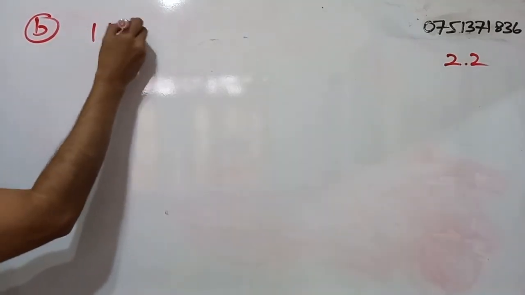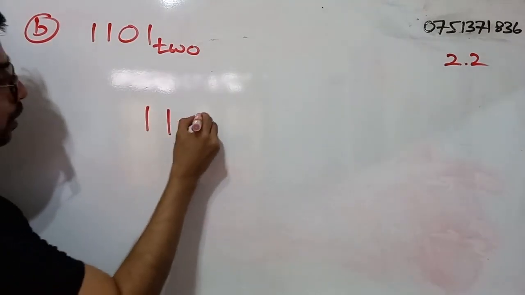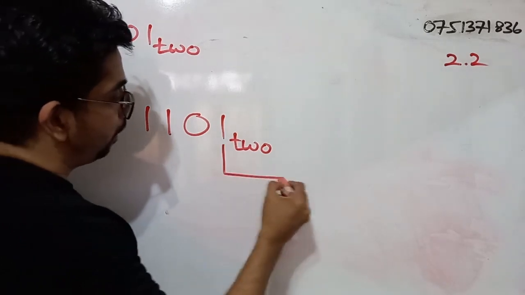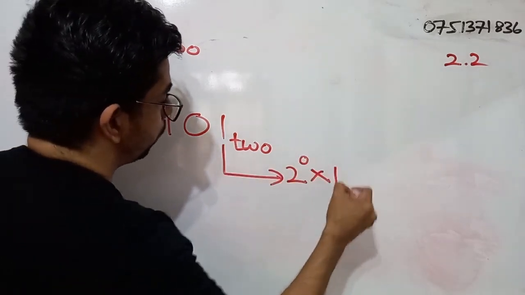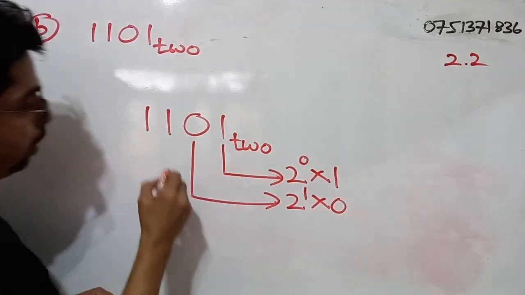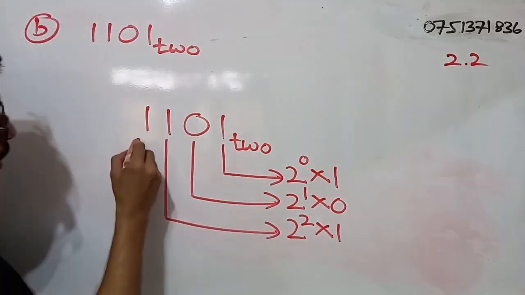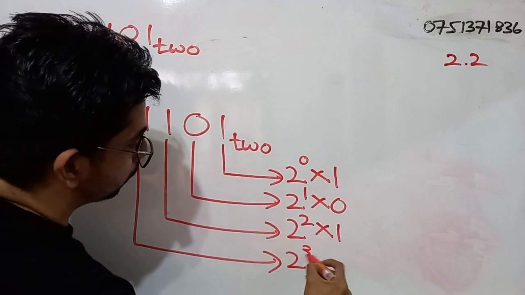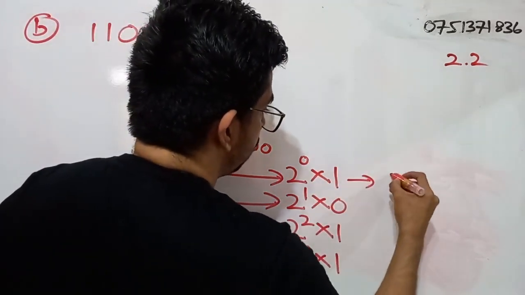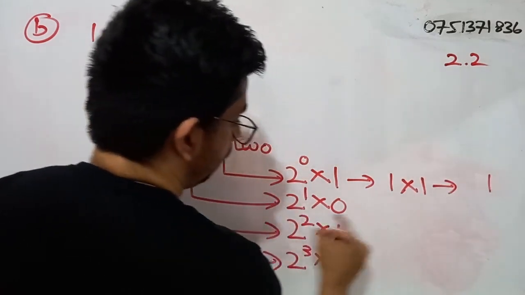B, 1, 1, 0, 1, the base is 2. Okay. 1, 1, 0, 1, the base is 2. So here we have what? 2 to the power 0 into 1. Okay. Here we have 2 to the power 1 into 0. Here we have 2 to the power 2 into 1. Here we have 2 to the power 3 into 1. 2 to the power 0, that means what? 1. 1 into 1. So we will get 1.